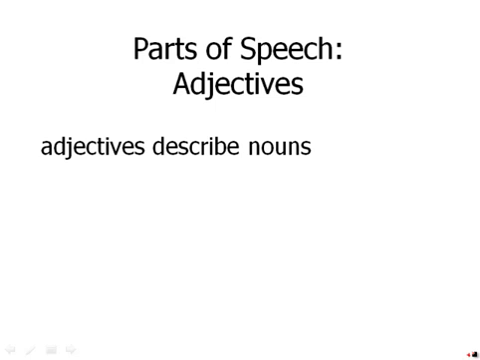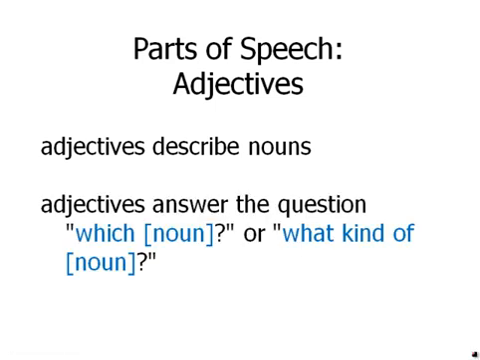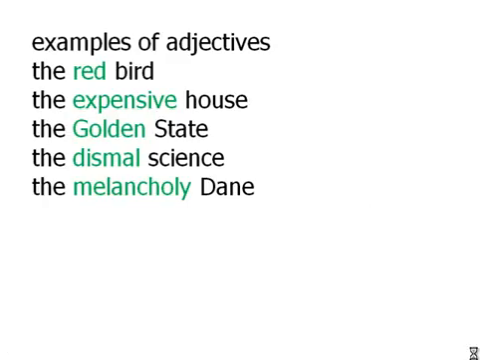Adjectives. Adjectives describe nouns. Adjectives answer the question, which noun or what kind of noun. So for example, the red bird tells us what kind of bird or which bird. The expensive house tells us what kind of house or which house, and so forth with all these adjectives.